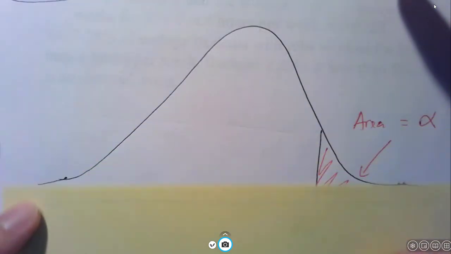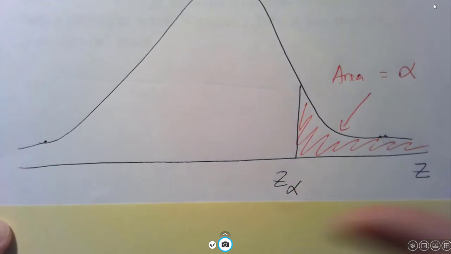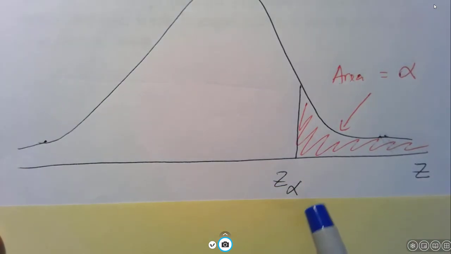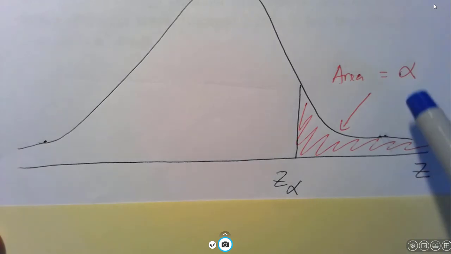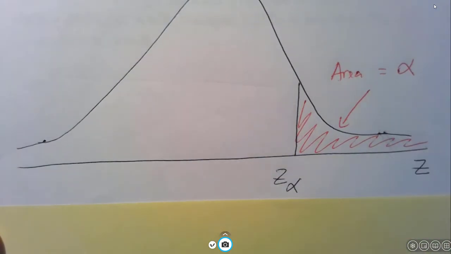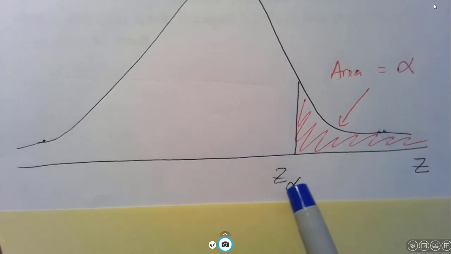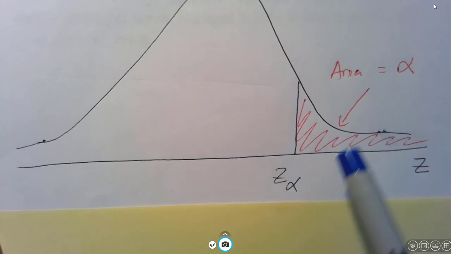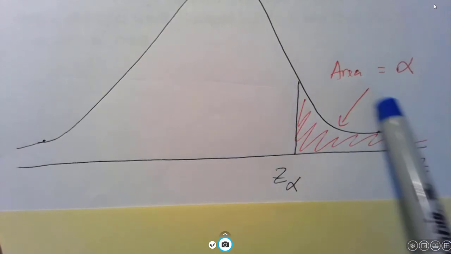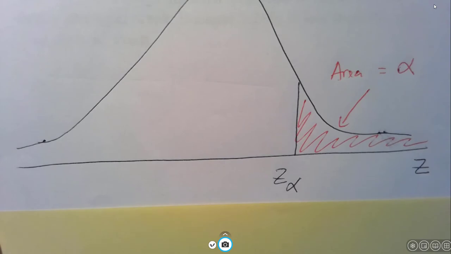And then there's a quick review of the notation of z of alpha. If we are using the z-scale and the area of the curve, when we write z of alpha, the subscript alpha represents the area to the right side of that z-score value.